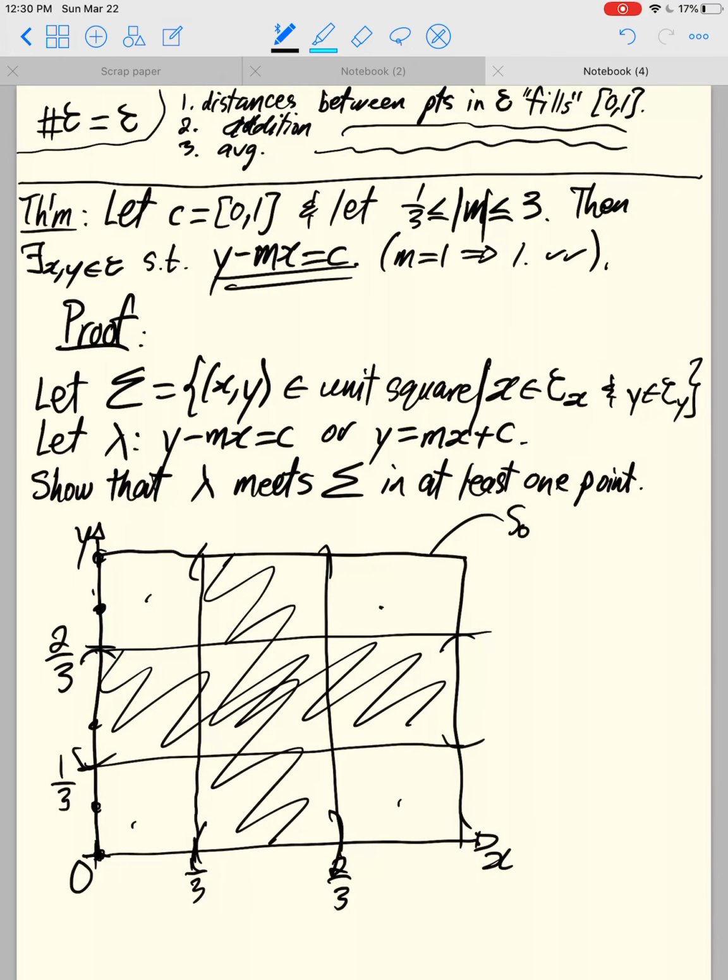Okay, so let's discuss that a little more. Let's take the most extreme case. Let c be 1/3 and the slope m also 1/3. Then the line will look something like this, if you can see there, and it's touching this smaller square here and this smaller square here.